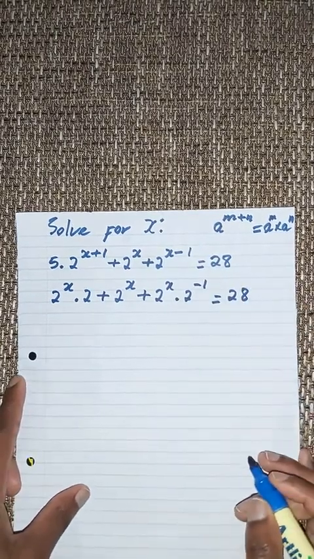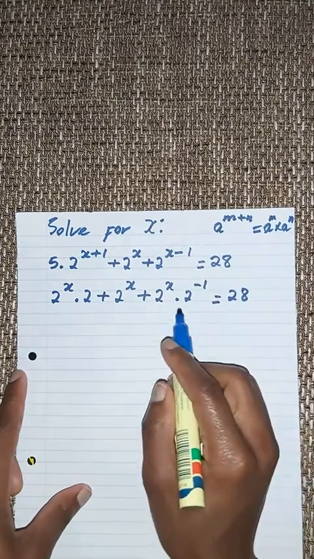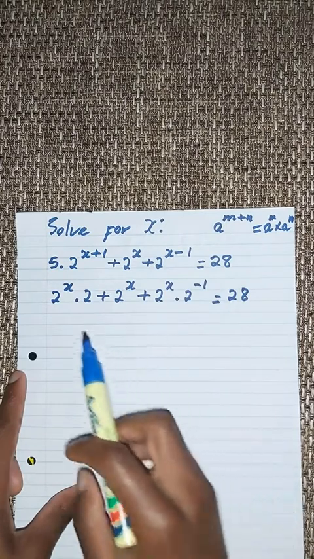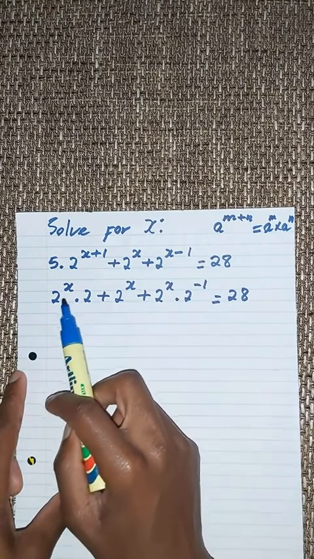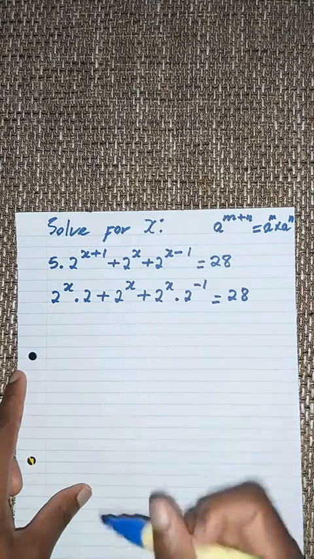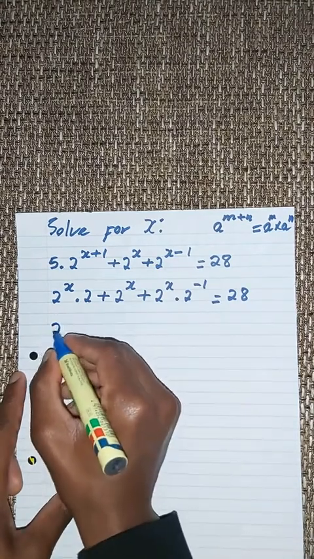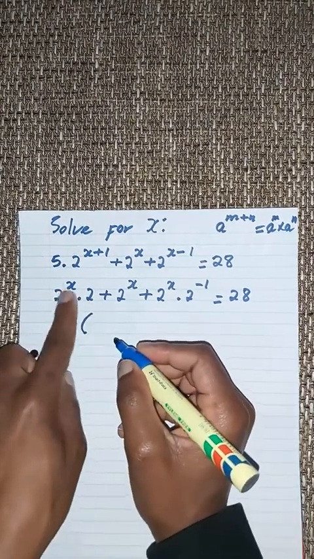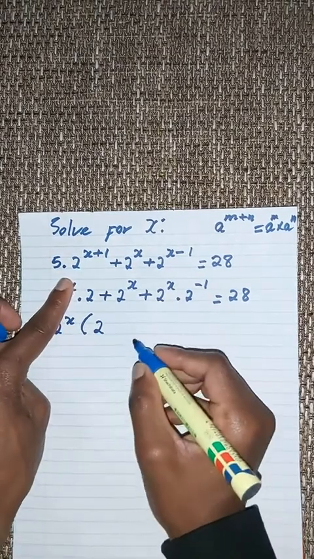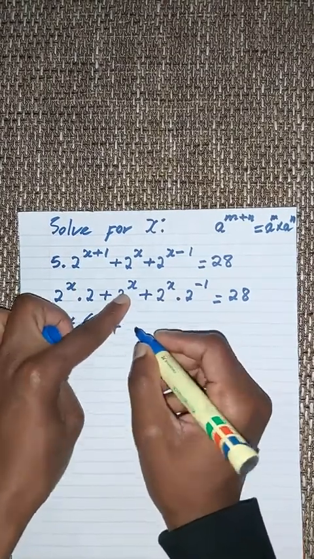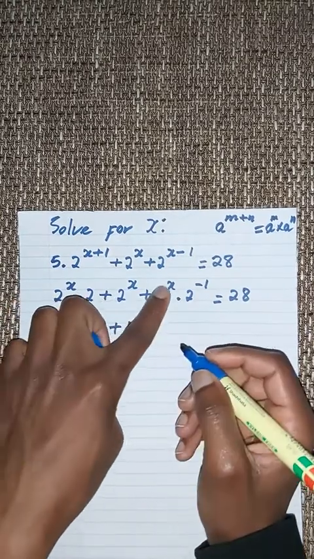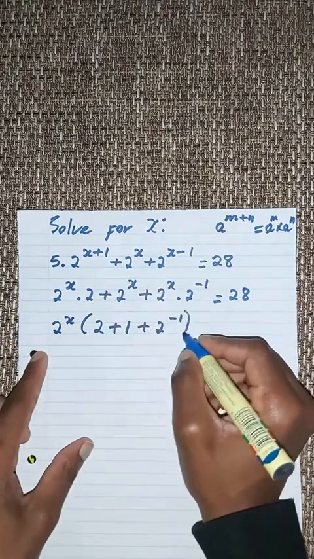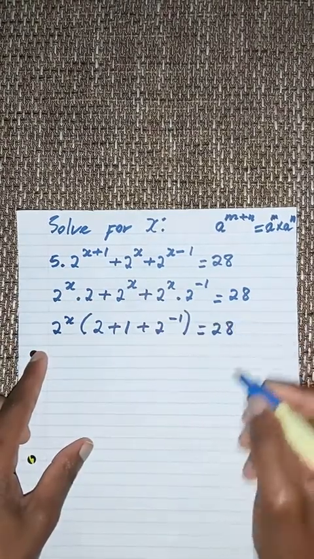Then from here, what we are going to do is to look for our common factor. So we're going to factor out 2 to the power of x as it appears here, here, and here. All right, I'm factoring out 2 to the power of x. When I factor out 2 to the power of x here, I remain with 2. Plus, when I take it out here, I remain with 1. When I take it out here, I remain with 2 to the power of negative 1 is equal to 28.